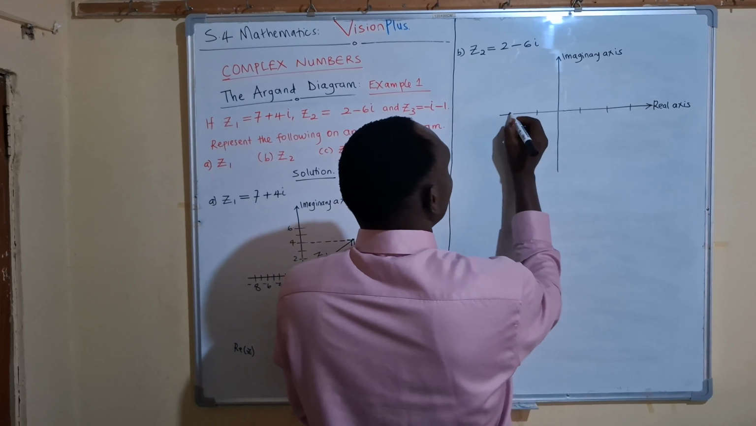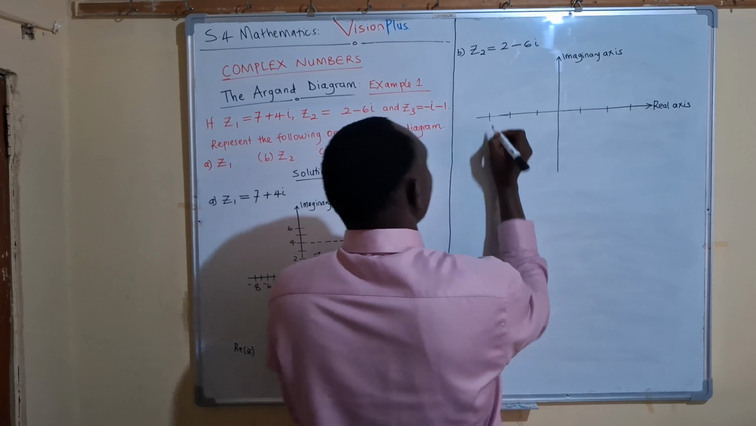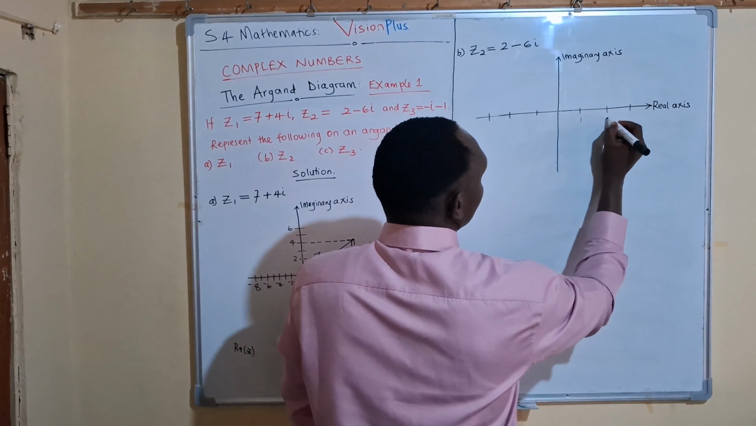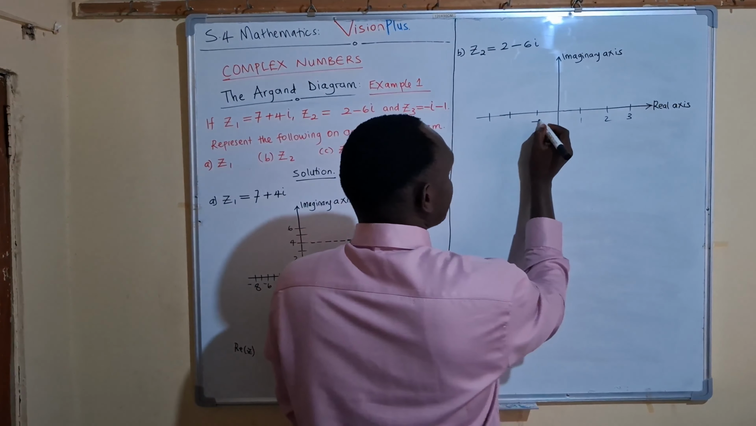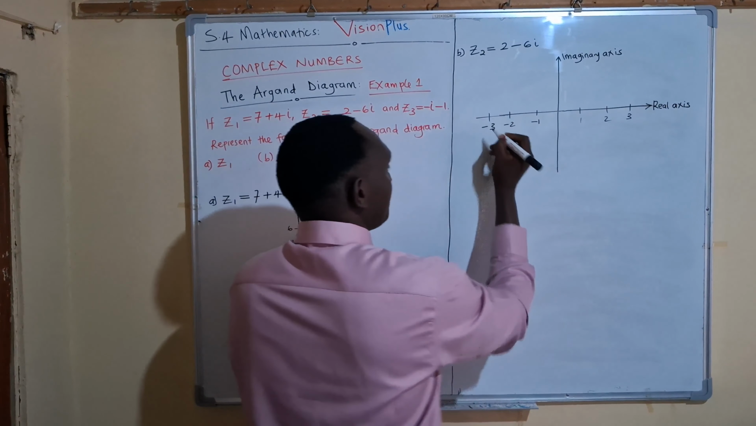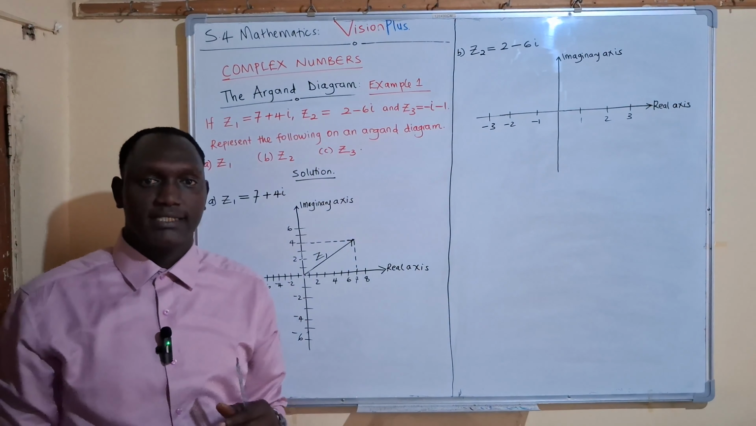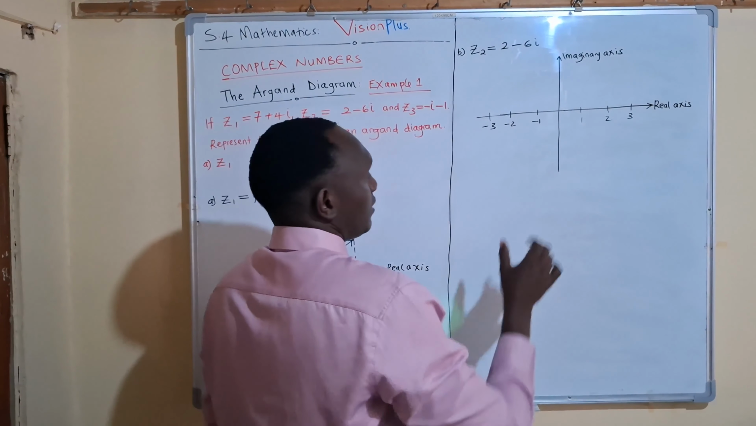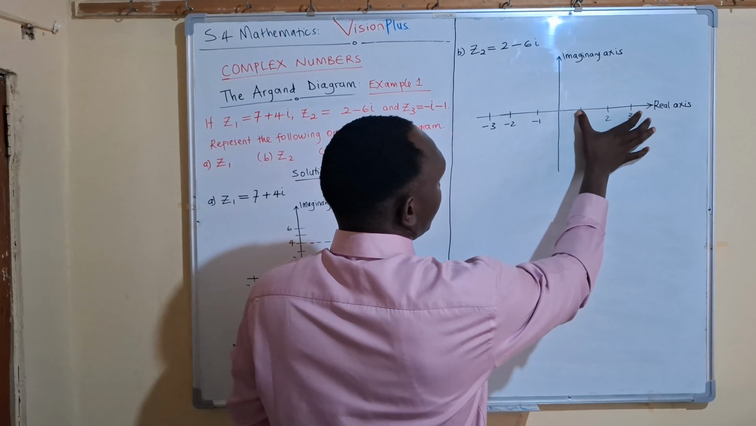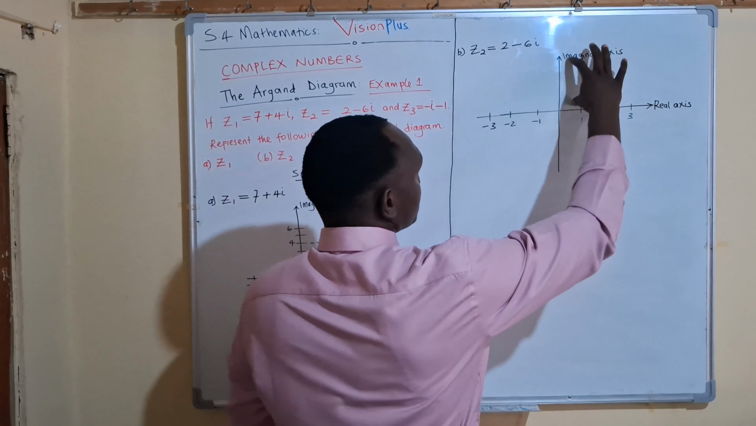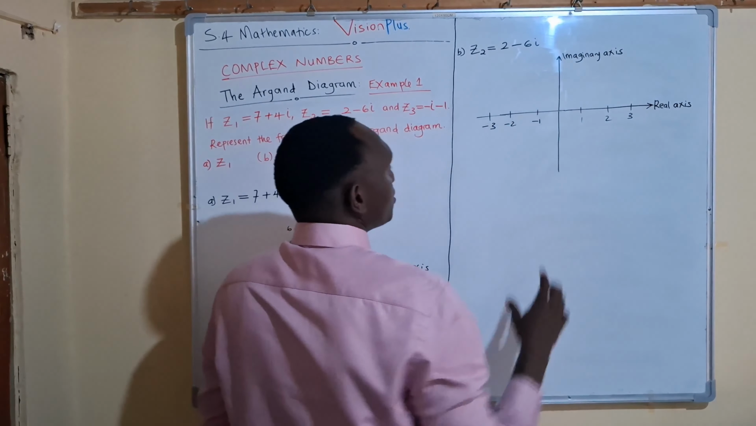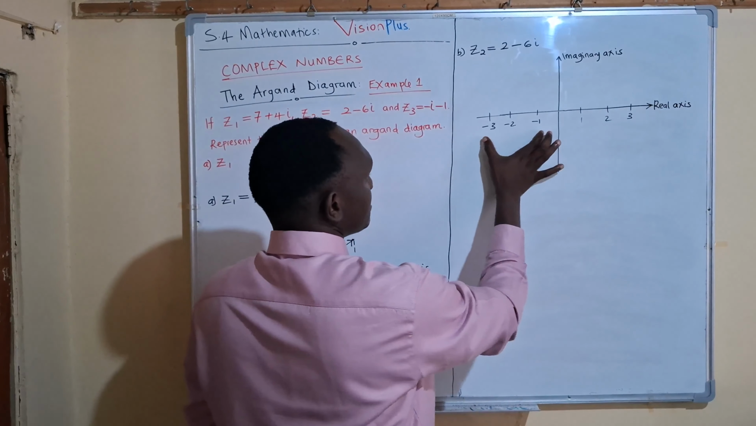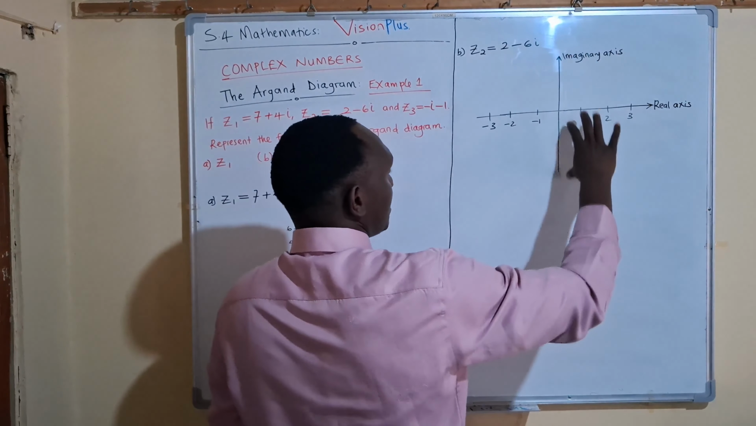This is 1, 2, 3. But this one must be a continuous number. This is 1, 2, 3, negative 1, negative 2, negative 3. Because you know the normal Cartesian plane has 4 quadrants. We have the positive x-axis and negative x-axis, positive y-axis and the negative y-axis. So in this case, we have the positive real axis and the negative real axis, positive imaginary axis and negative imaginary axis.